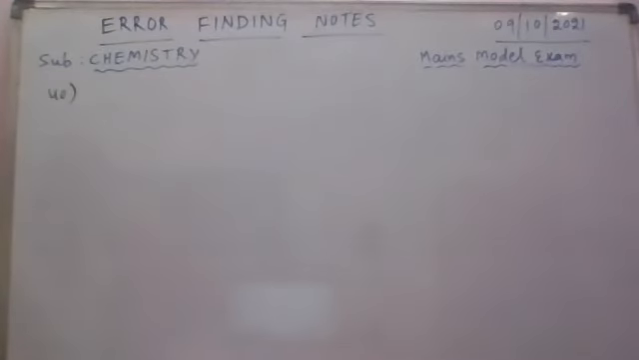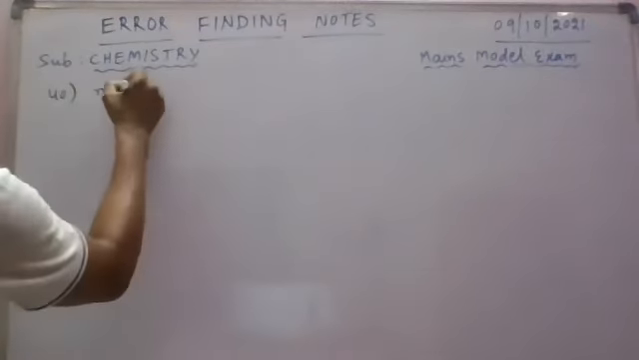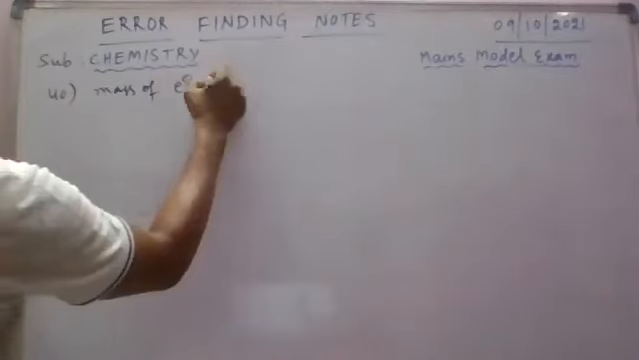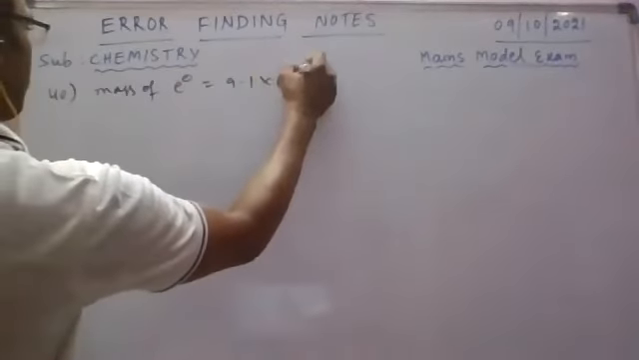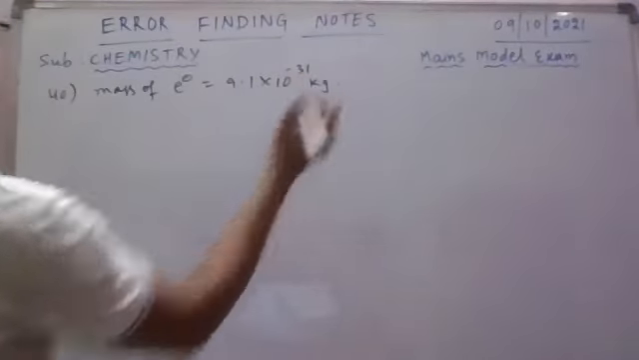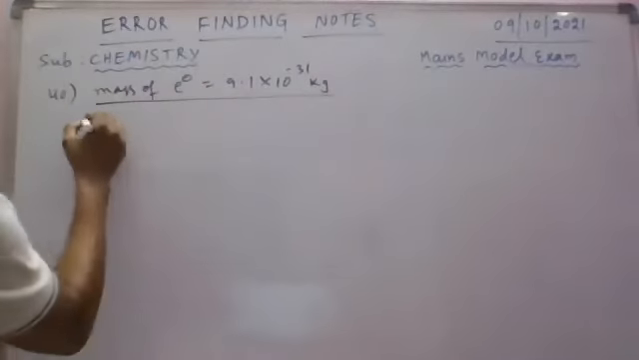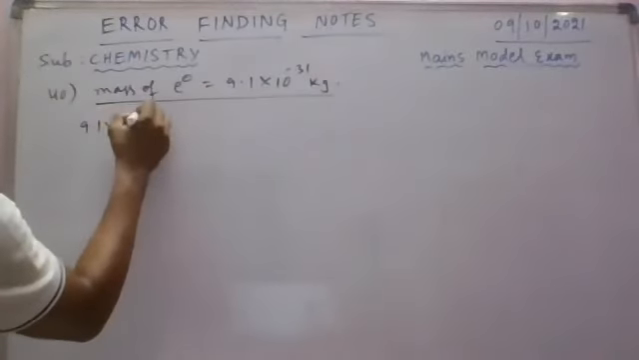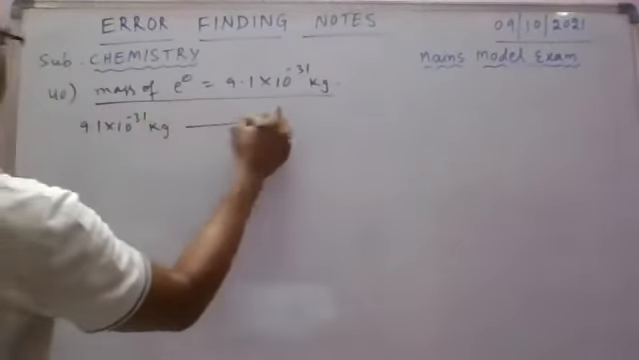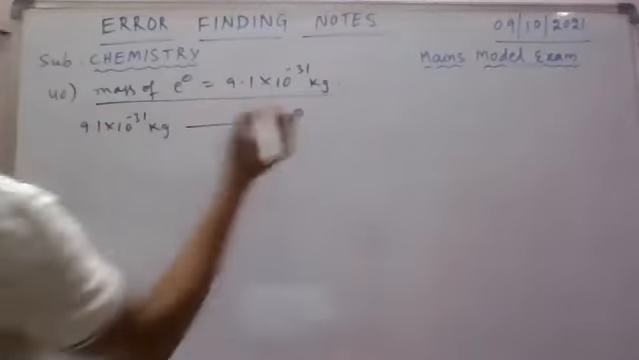Question number 40. Find the number of moles of electrons in 1 kilogram. Here the mass of an electron is given as 9.1 into 10 to the power minus 31 kg. From this we can understand that 9.1 into 10 to the power minus 31 kg contains 1 electron.